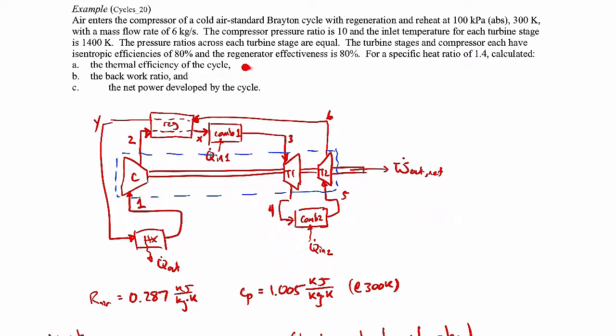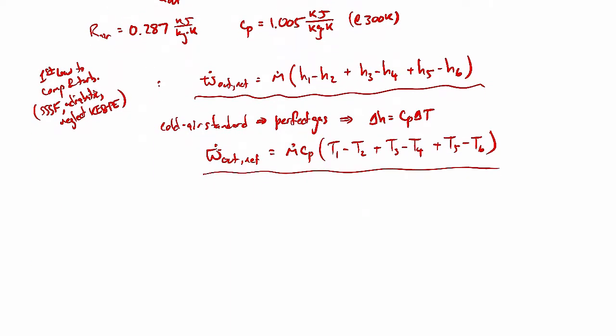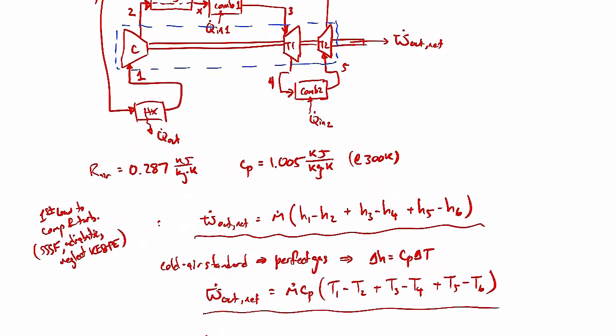Now to find the back work ratio, let me just go for the definition of that. So the back work ratio is defined as the power into the compressor divided by the power coming out of the turbines, right? So that will be just the power in. We can find that using the first law applied to the compressor.